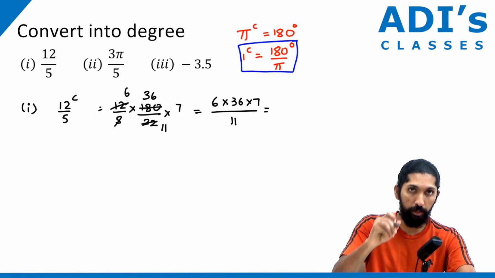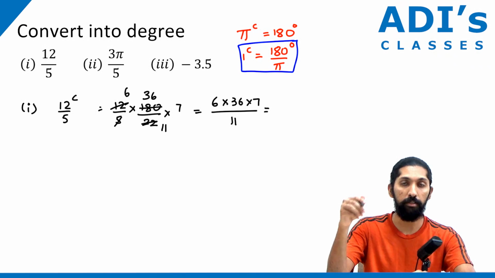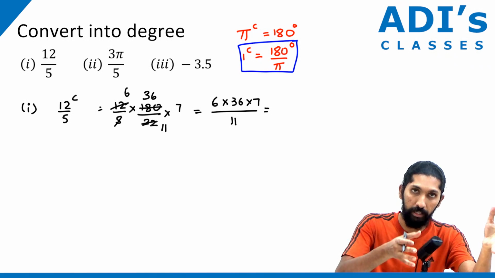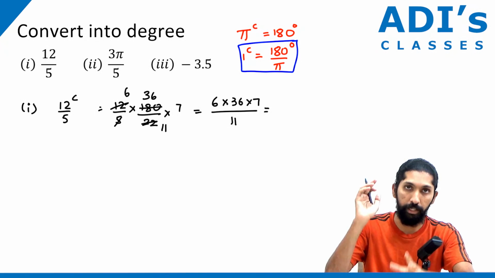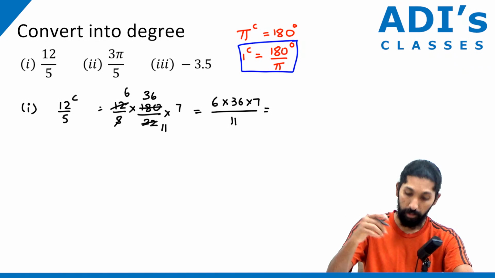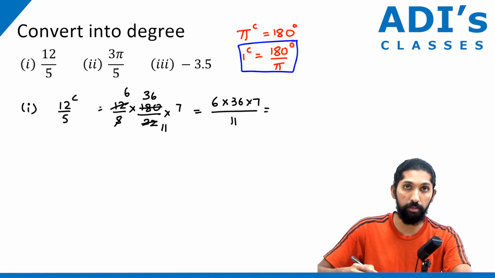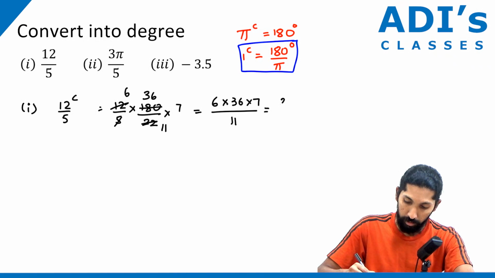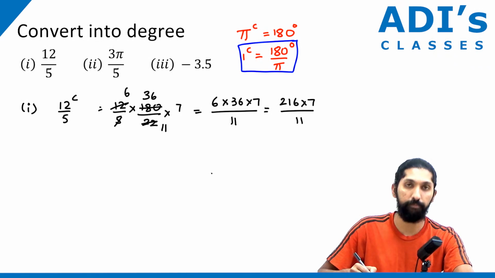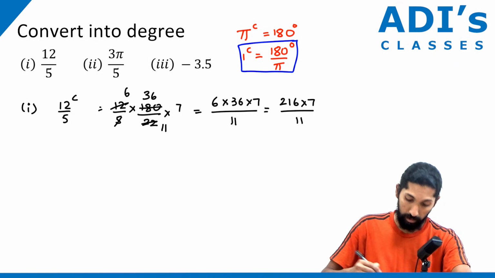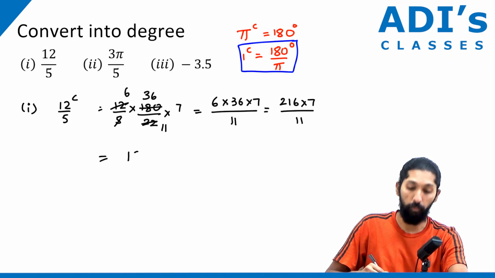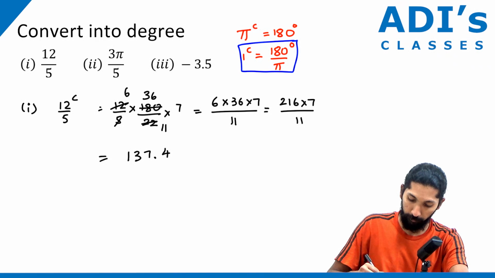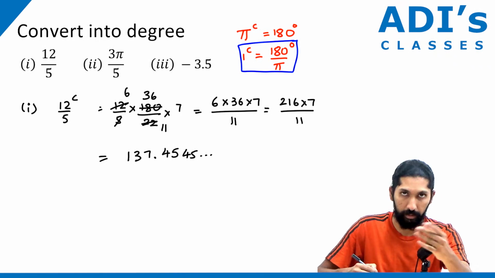So what we'll do, we'll take two decimal places and take degree and minutes. Okay, this is how we need to solve it. Fair enough. So let's multiply and divide. 6 into 36 is 216, into 7, divided by 11. Alright. The answer for this is going to be 137.454545. It's basically recurring.